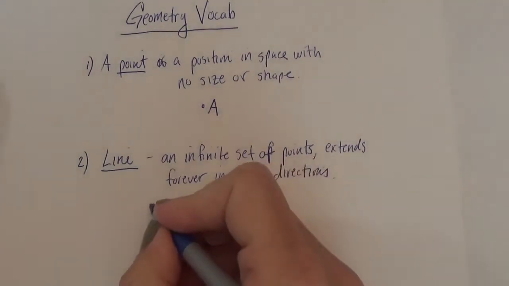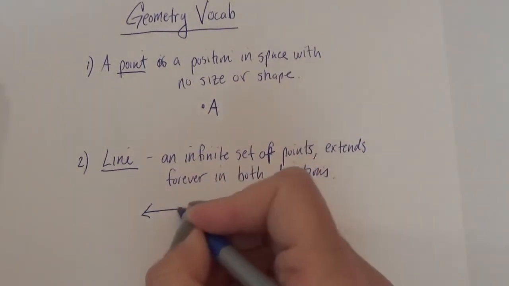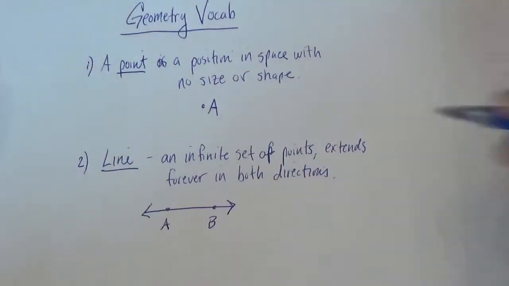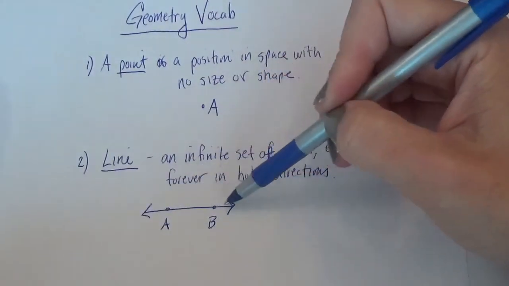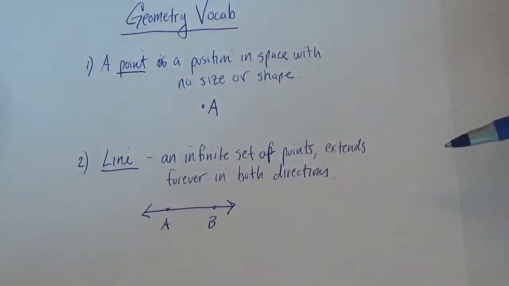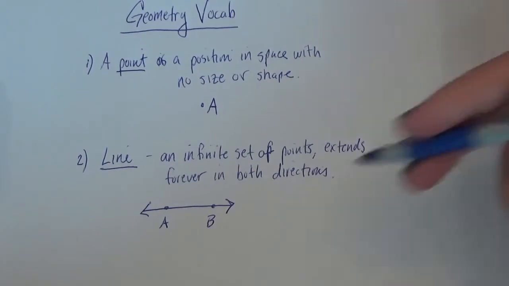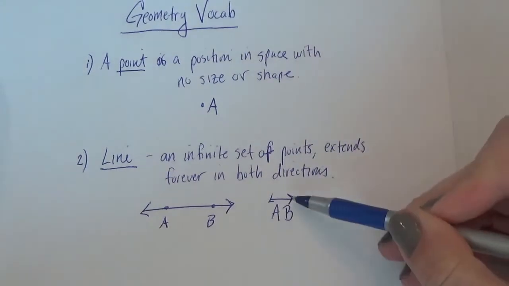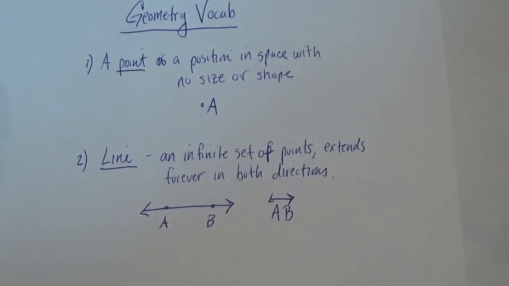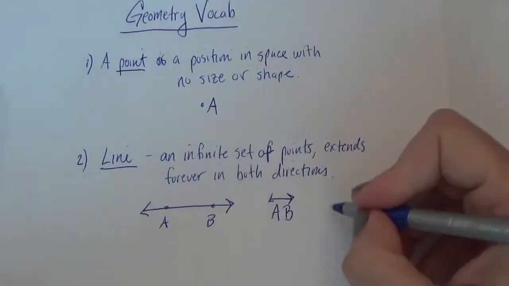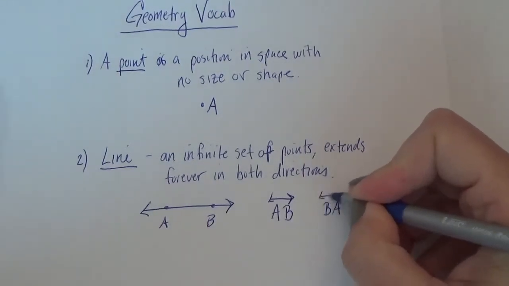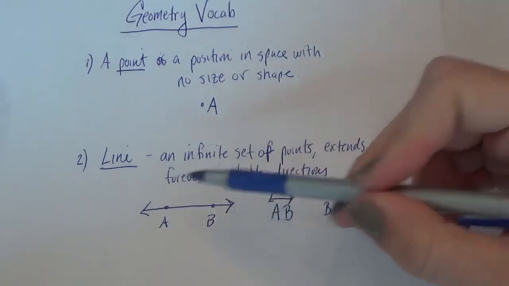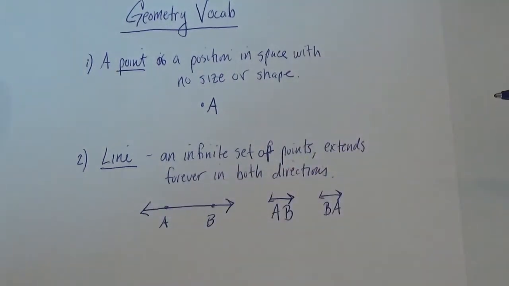So a line would look like arrows on both ends, and there will be points. You can think of it as having infinite number of points. They're going to label a couple of them so you can label the line. So this would be the line AB, and they want you to put that line above it with arrows on both ends. You could label that line BA. That would be exactly correct. All right, but the important thing is you have arrows on both ends.